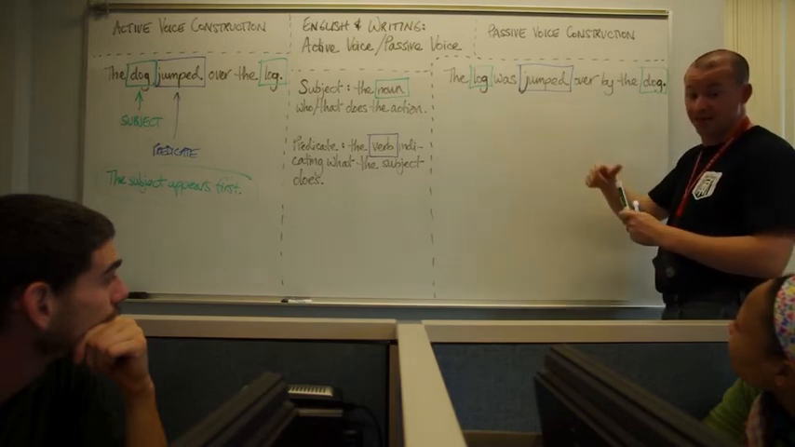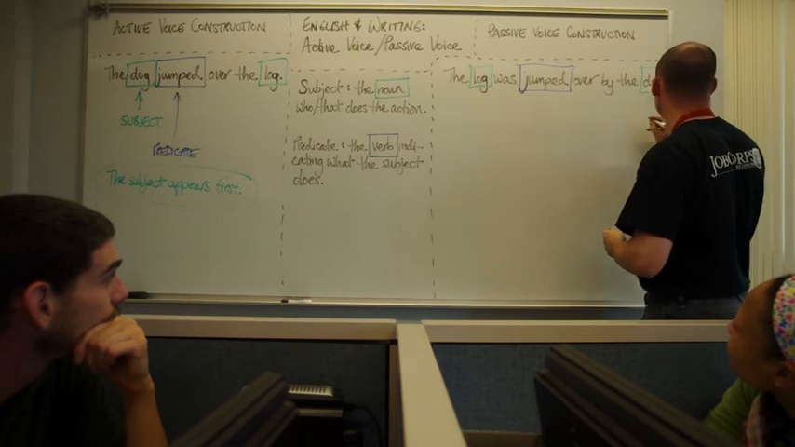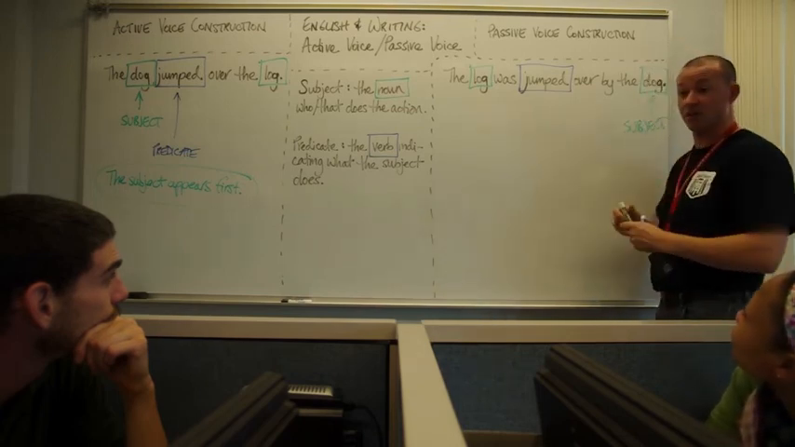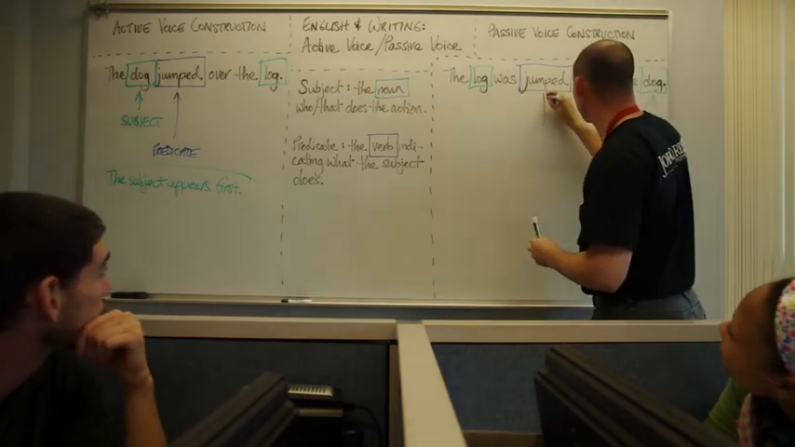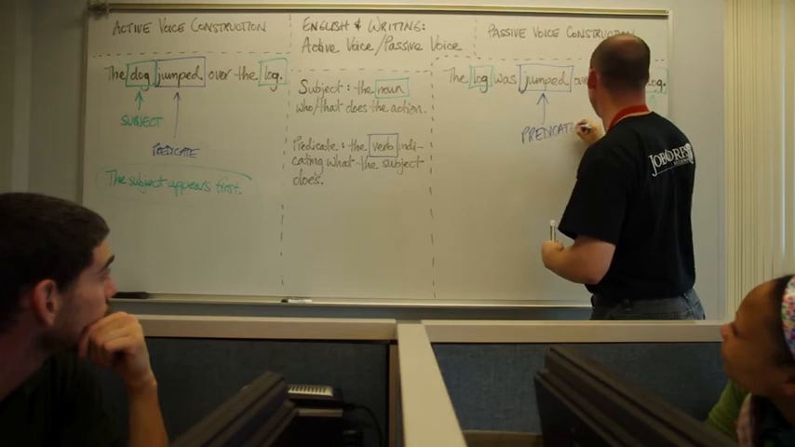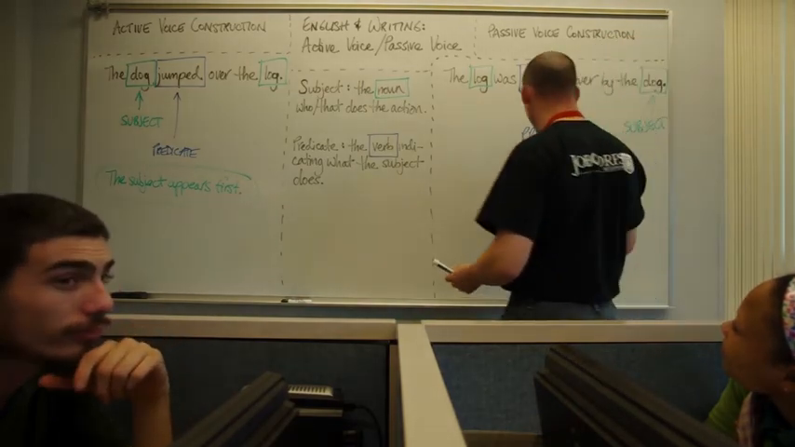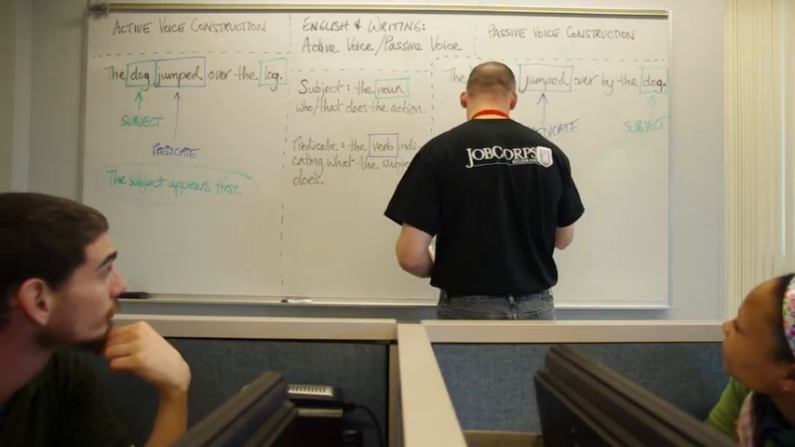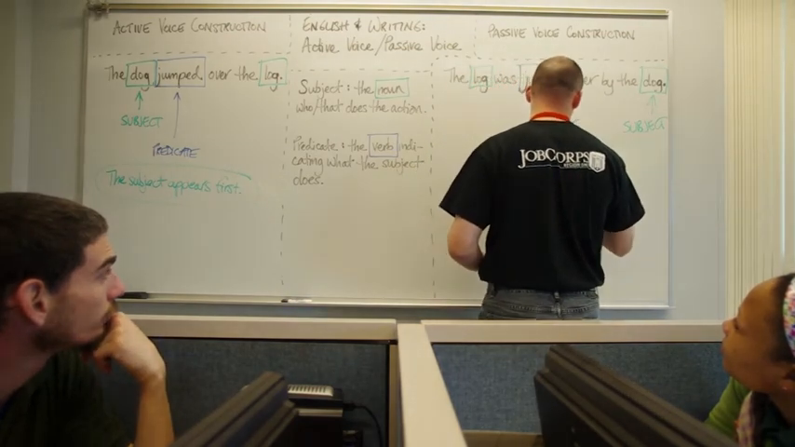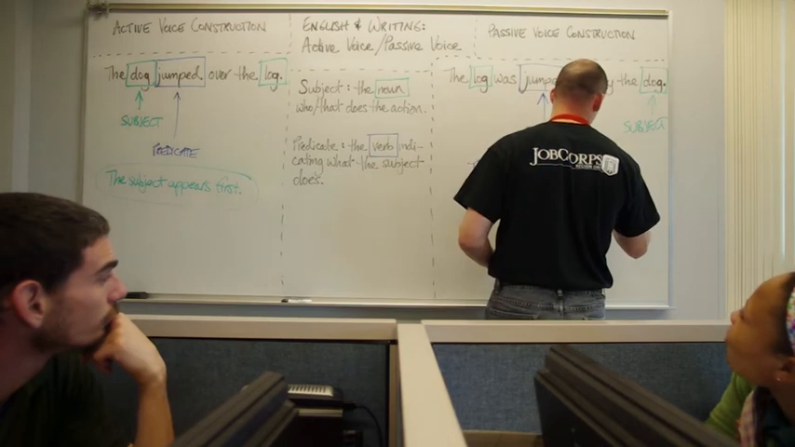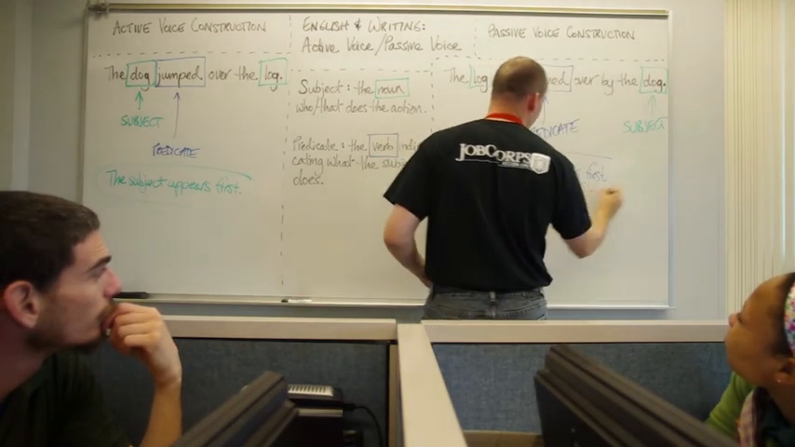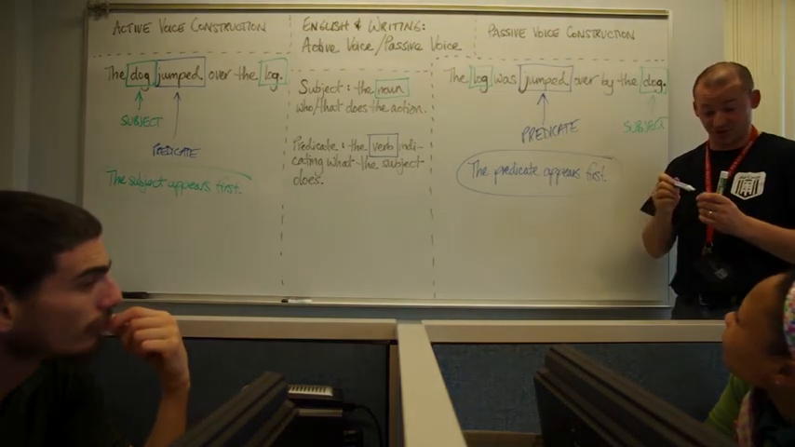Just because we wrote it this way doesn't mean the log is jumping. So this is still the subject over here. And of course, jumped is still the predicate. Bingo. So, in passive voice construction, the predicate appears first. This is the key to identifying passive voice construction.